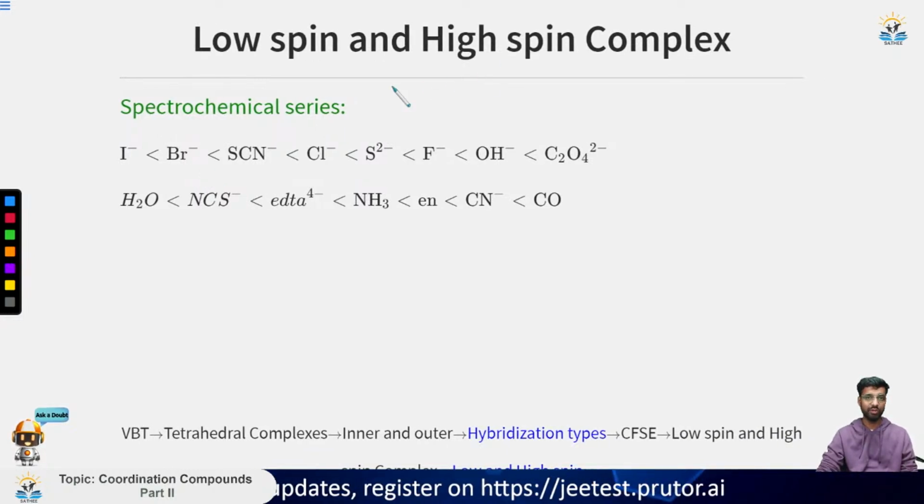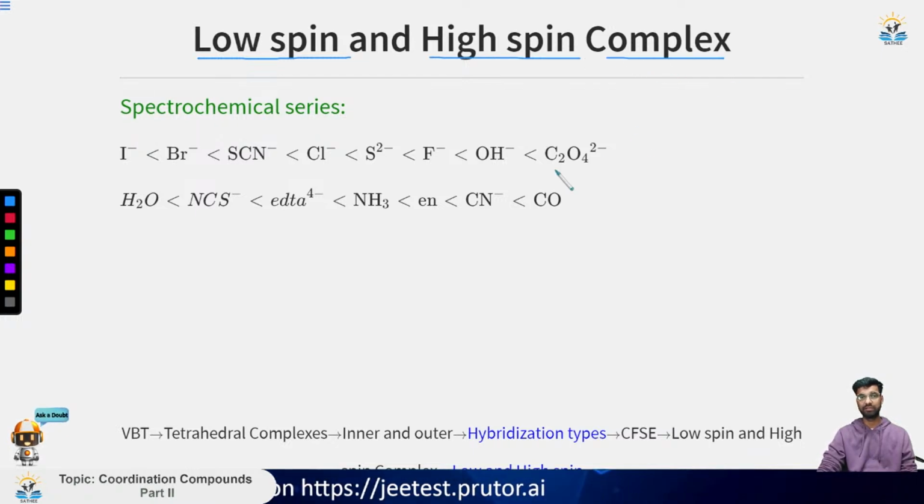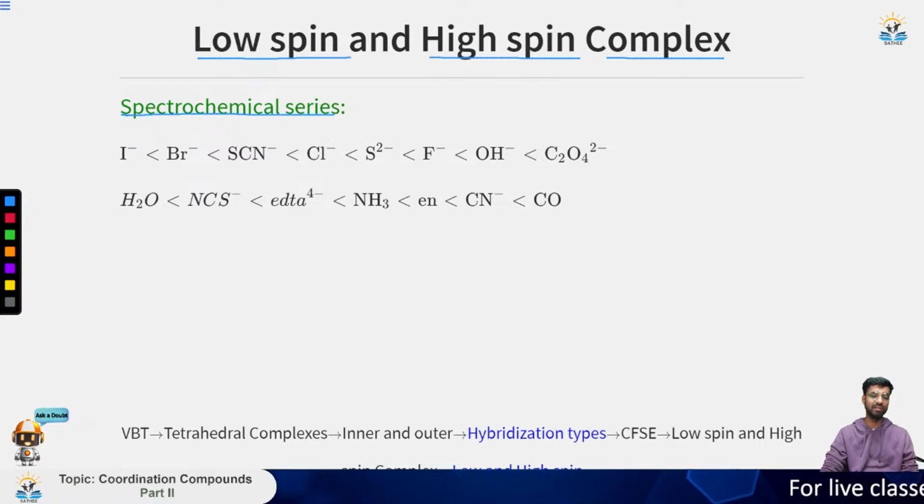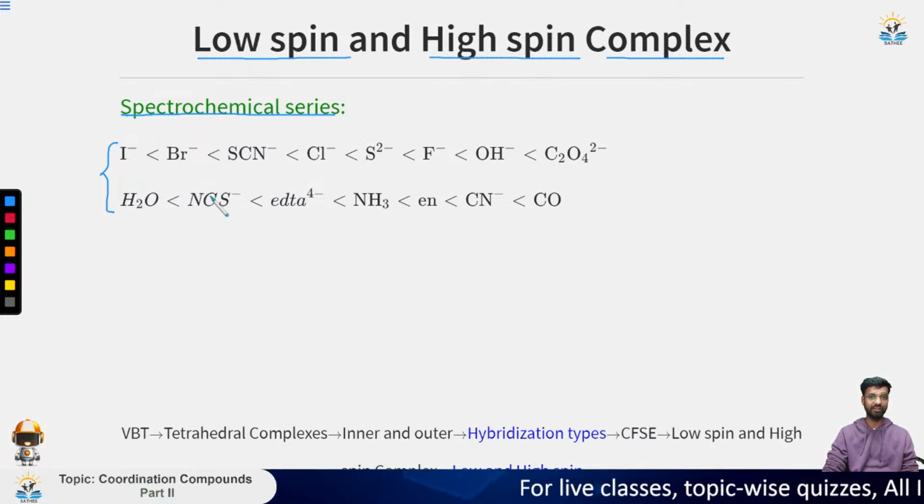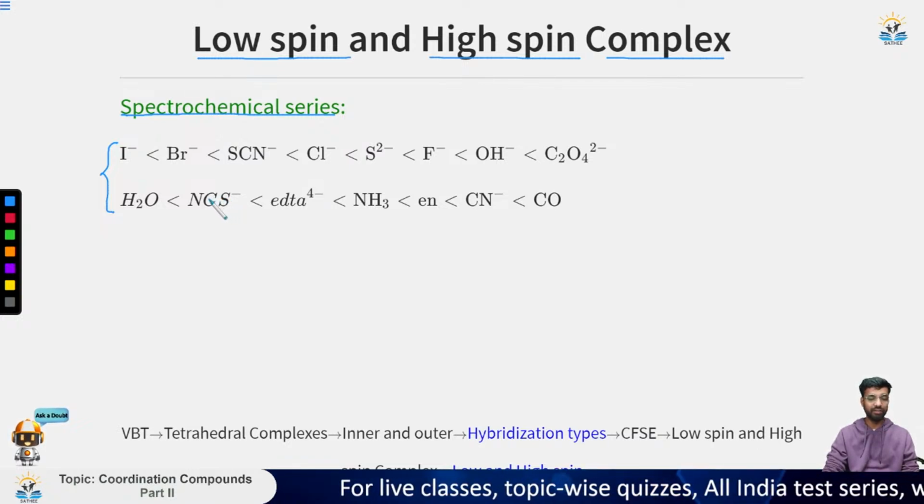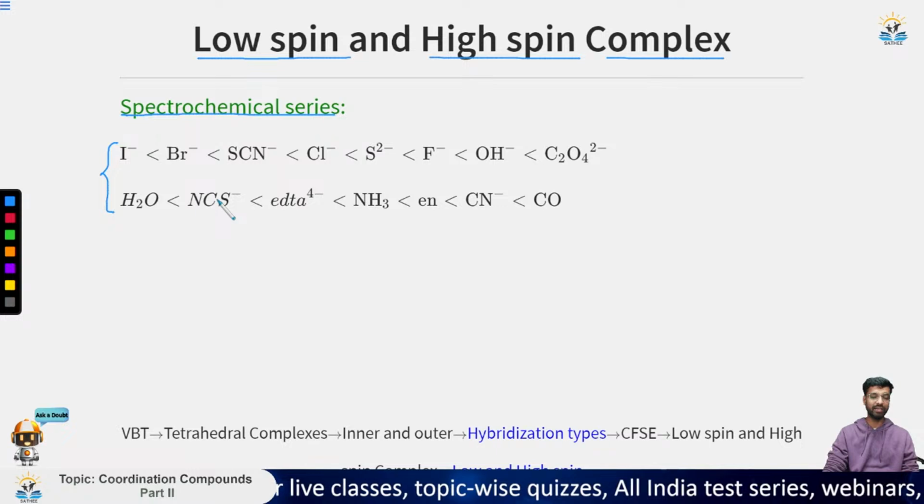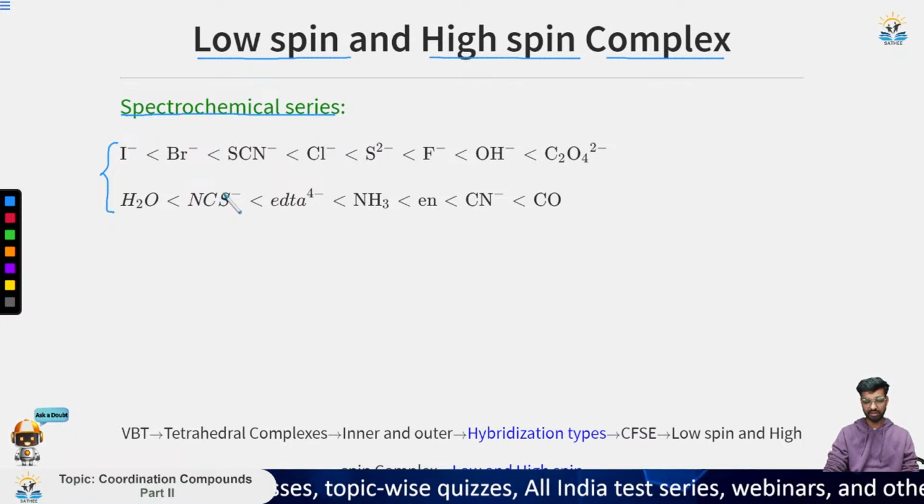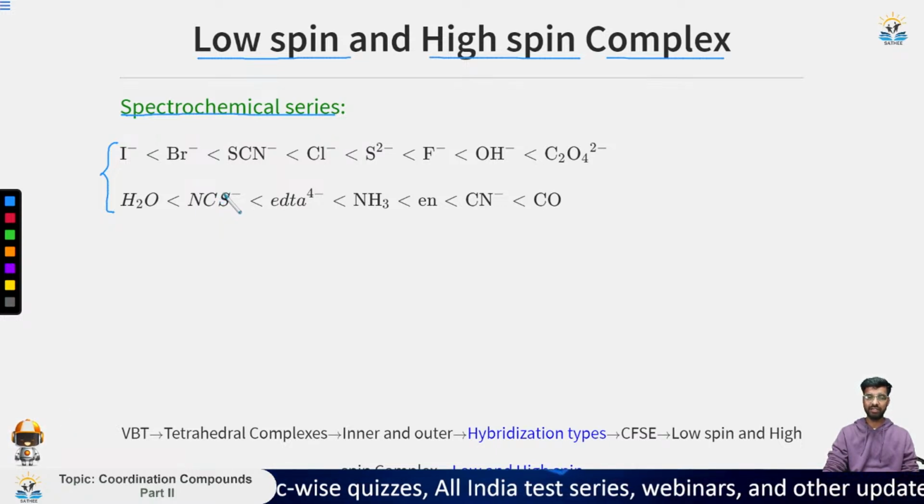Now let us move to low spin and high spin complexes. So what are low spin and high spin complexes? Before that, we will consider the strength of the ligand. We have seen that in the VBT we are not considering the strength of the ligand, but in the case of CFSC there is a series called the spectrochemical series. This series is mainly about the strength of the ligand: different ligands have different strengths, and these ligands have the power to increase or decrease delta naught or delta t. For octahedral it is delta naught and for tetrahedral it is delta t.